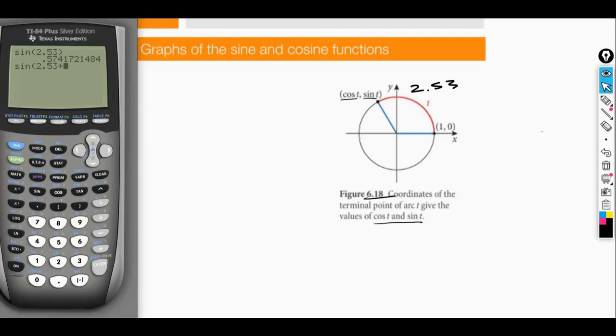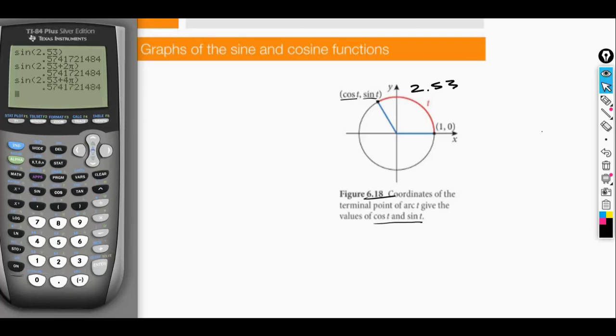Now, because sine and cosine are periodic functions, what would happen if we do sine of 2.53 plus 2 pi? Notice that we get exactly the same result. What happens if we do the same thing, sine of 2.53 plus 4 pi? We get the same result.